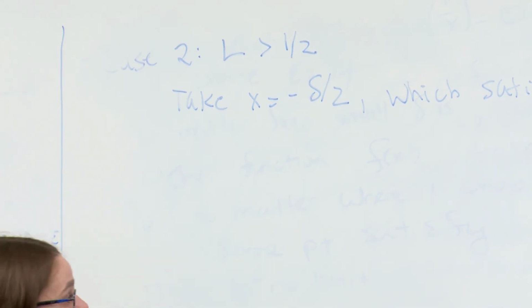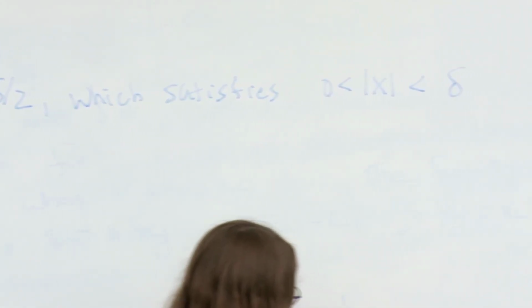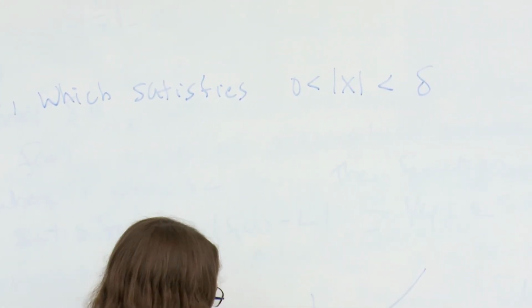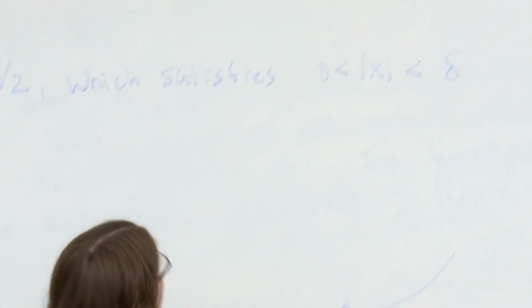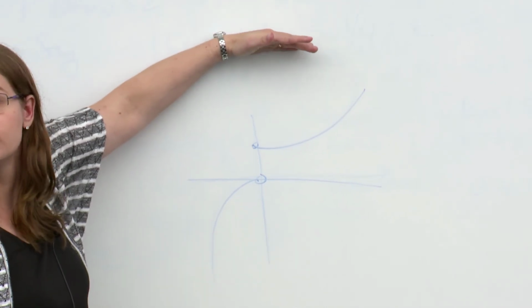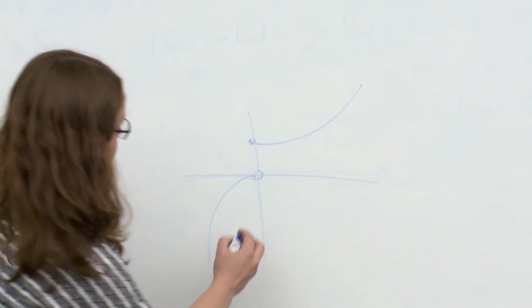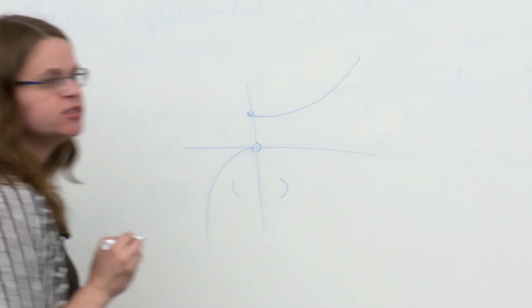Why is x negative? I'm choosing x to be negative. So if I bring this picture back, we're assuming the value of the limit we're trying to find is somewhere up here. We're allowed to look at any values of x within this window delta.